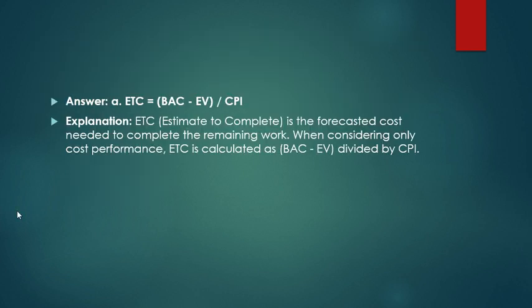Answer is ETC is equal to BAC minus EV upon CPI. ETC, estimate to complete, is the forecasted cost needed to complete the remaining work. When considering only cost performance, ETC is calculated as BAC minus EV divided by CPI.